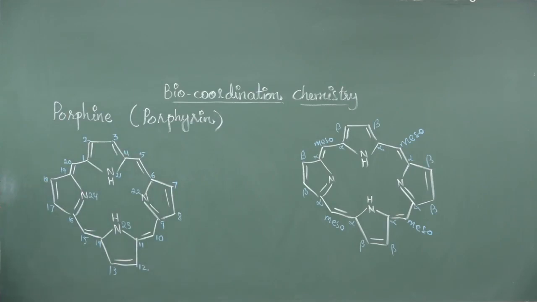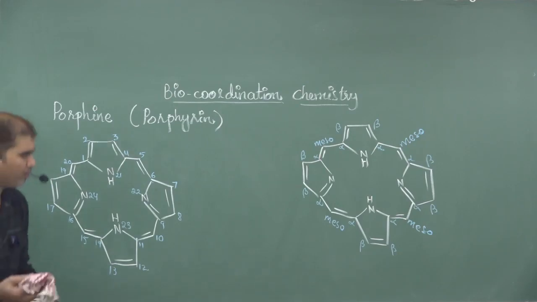Altogether how many alpha, how many beta positions? You can see altogether there will be 8 alpha positions, 8 beta, 4 meso positions. Meso positions are the connecting links between the pyrrole rings. From the second structure we can show porphyrin also.